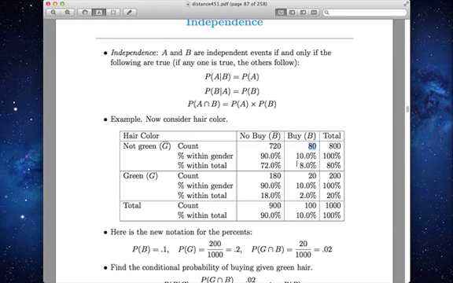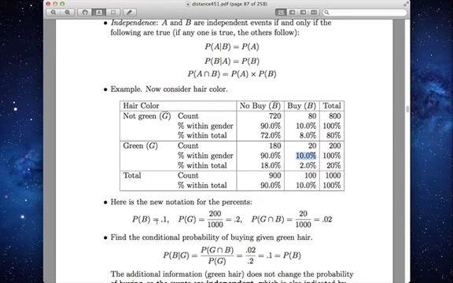Now, from this, we can get all of our percentages. So it looks like there's a 10% chance that a randomly selected person from the entire population is a buyer. So that's 100 out of 1,000. Likewise, we can say that, well, 10% of people with green hair are buyers. Where did that number come from? Well, it's this 20 divided by the 200, and you get 10%. So let's look at our formulas. The probability of buying is still 10%. The probability of having green hair is 200 out of 1,000, or 20%. And the probability of both having green hair and being a buyer is 2%.